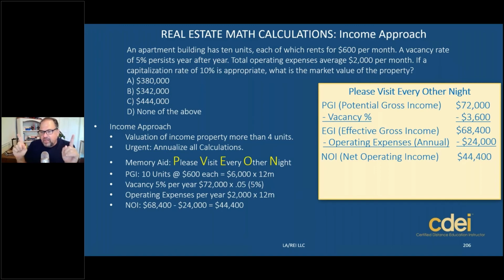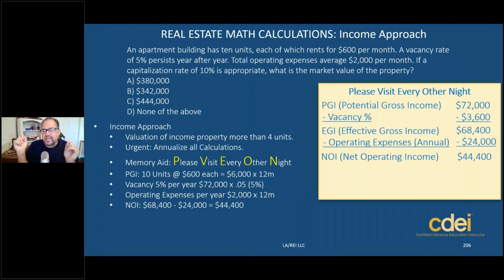Okay, so let's circle back and review this. Please visit every other night. The P stands for potential gross income. That's 72,000. I got that by taking 10 units times 600 each times 12. My vacancy, they give it to me at 5%. 5% of what? The potential gross income. That's $3,600.